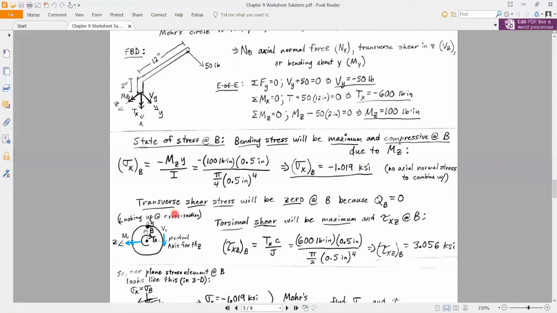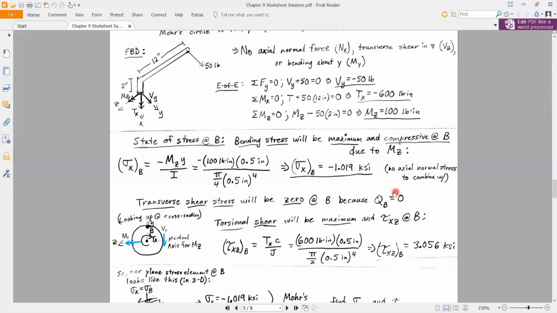Now again, looking at our cross-section, we can determine that our transverse shear is going to be 0 at point B, because our Q in our shear formula from VQ over It is going to be 0, because the A prime value of Q, that area that you're multiplying a moment arm with, is 0. There's no area above this point away from the neutral axis, therefore it's 0, therefore Q is 0.